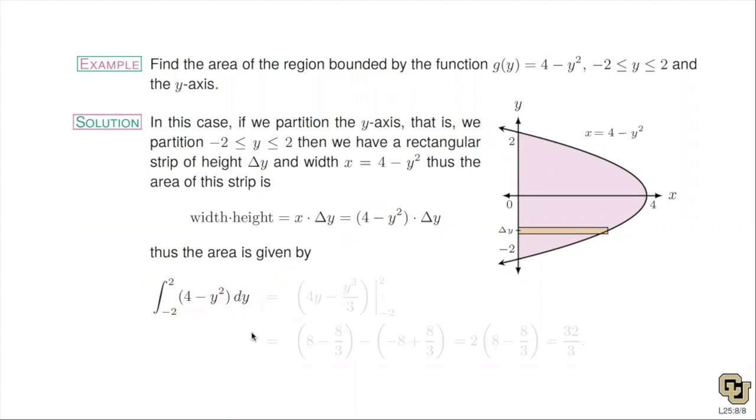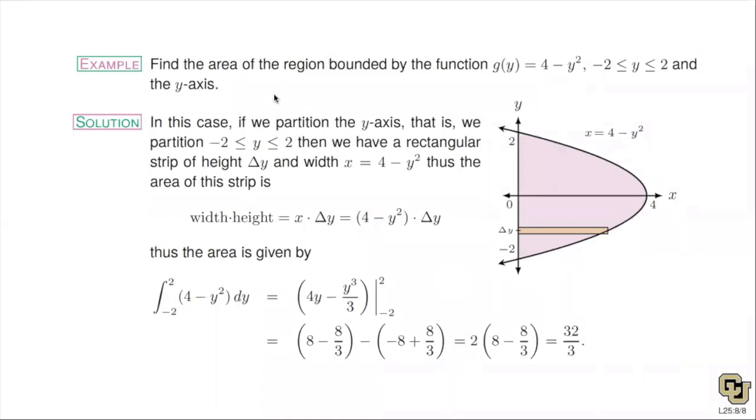And now we can use the evaluation theorem. I just need to find an antiderivative of 4 minus y squared. So here, 4y minus y cubed over 3 is an antiderivative. We can differentiate that to check. And then I did f of b minus f of a and simplified the answer.